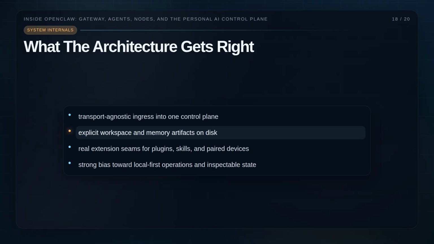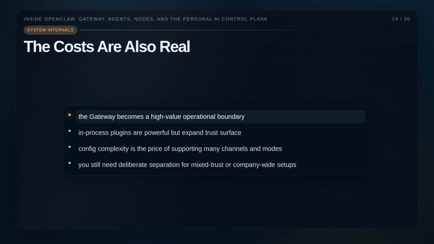The architecture gets several important things right. It keeps transport separate from assistant state. It keeps memory and bootstrap context in ordinary files. It treats paired devices as explicit peripherals instead of magical extensions of the model. And it uses a real control plane protocol instead of ad hoc event plumbing between every surface. That combination is why OpenClaw feels more substantial than many personal AI projects. There's a real system model underneath the UX. The assistant can move across channels and devices without losing its architectural center.